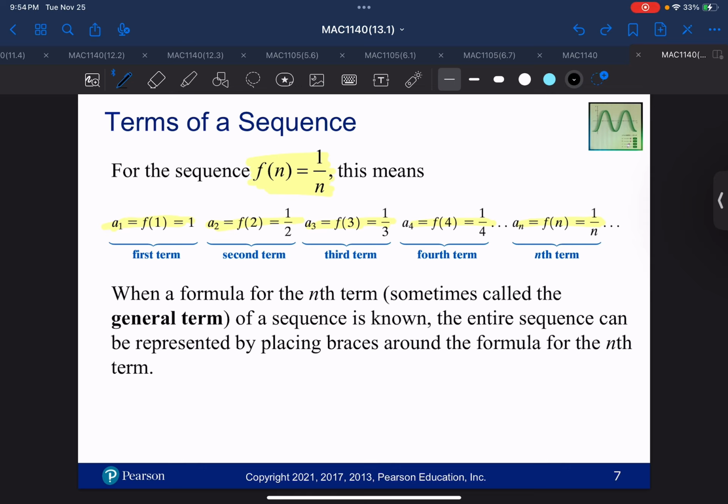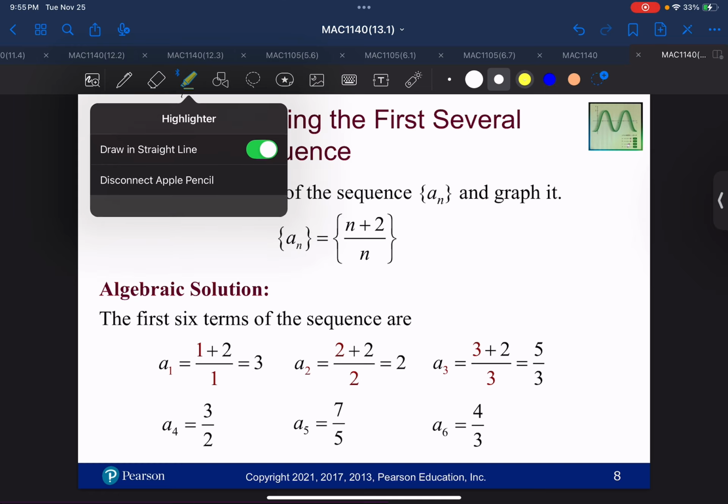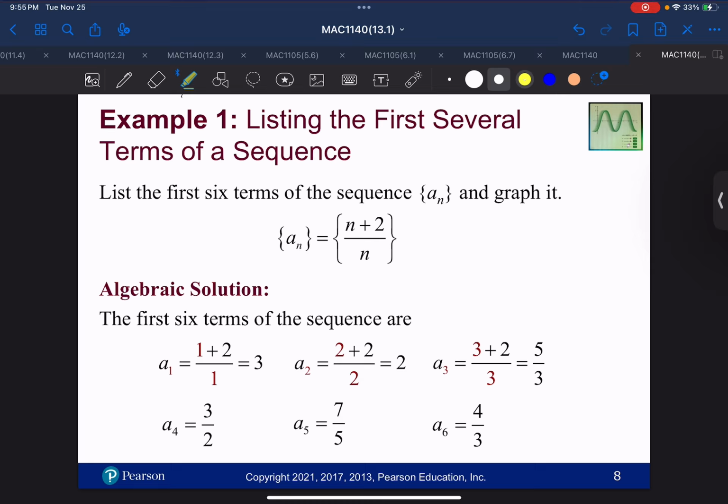Okay, so when a formula for the nth term, which is sometimes called the general term of a sequence, is known, then the entire sequence can be represented by placing braces around the formula for the nth term. So for example, this is a sequence that is going to give us the nth term for every single n that we plug in.